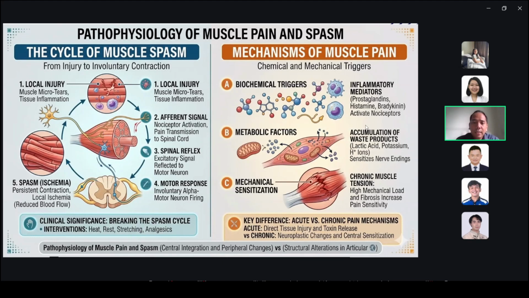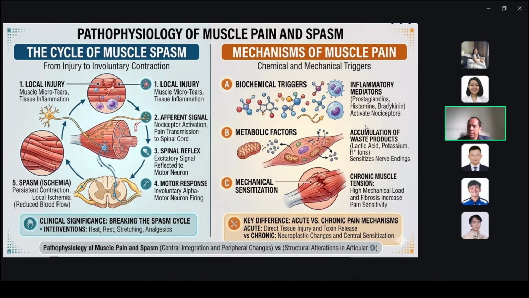Then after that, yung process is from afferent signal goes to the spinal reflex, goes to the motor neuron, and it activates your alpha motor neuron firing signal to the area of the muscle. That's why kung continuous yung inflammation and injury, continuous din yung pag-contract ng muscle. That's why once there's inflammation and pain, there's also spasm always, no?